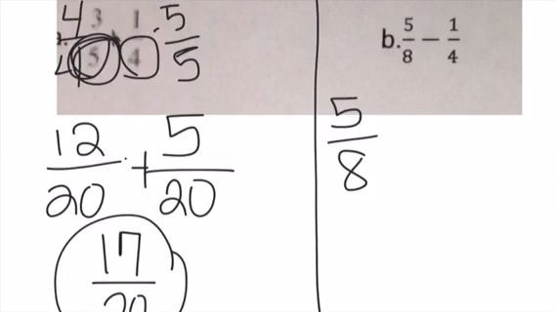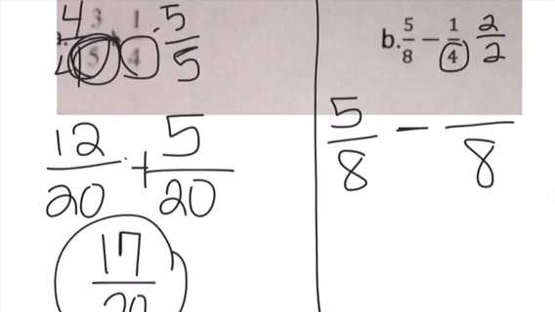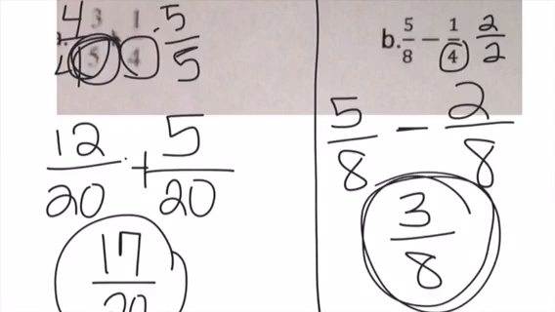Part B, oh wow, this one looks a lot easier because I have 5/8 and 8 is going to be my common denominator because 4 goes into 8. So guess what? That first fraction I can keep as is. The second fraction is the only one I need to change. So 4 times what gives me 8? 2. So my giant 1 is 2 over 2. 1 times 2 is 2. 5 minus 2 is 3 over 8, 3/8.